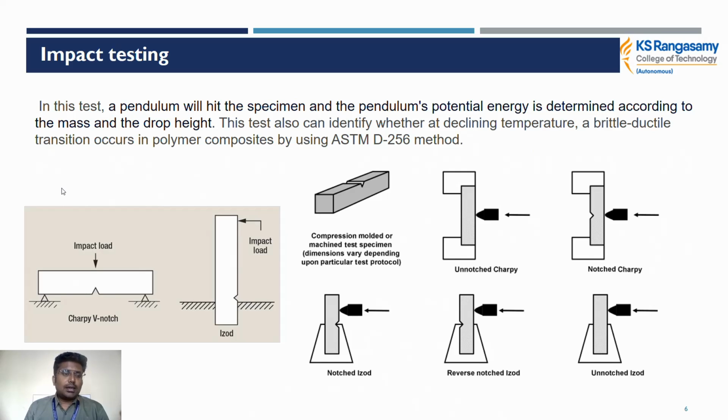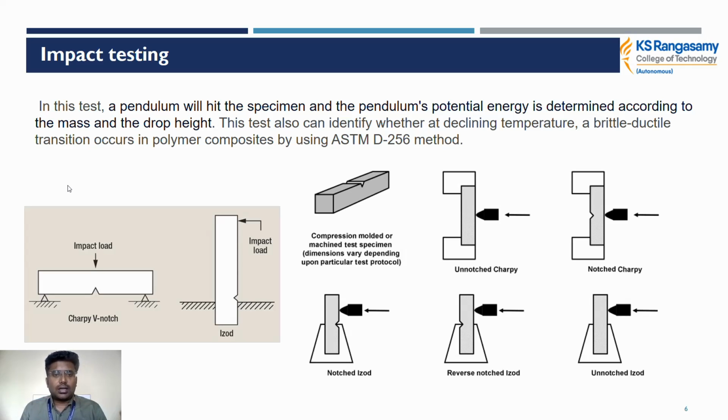Next one important composite material test is impact testing. Here a load is suddenly applied on the workpiece on the V notch side. So what happens in the material? The standard used is ASTM D256.